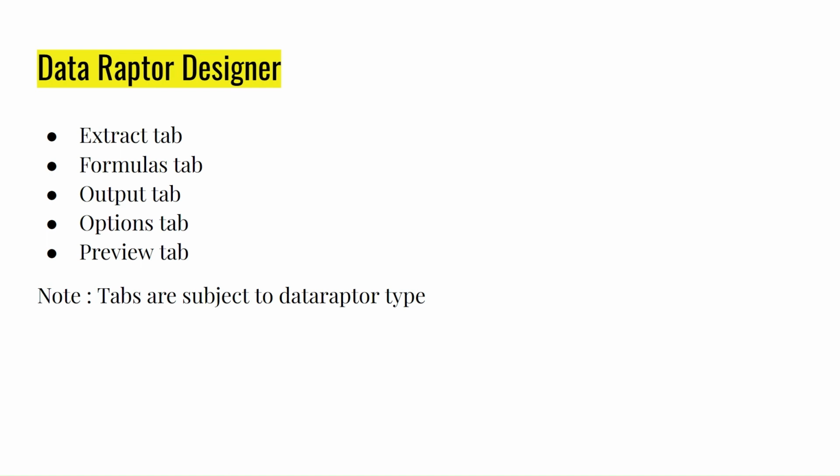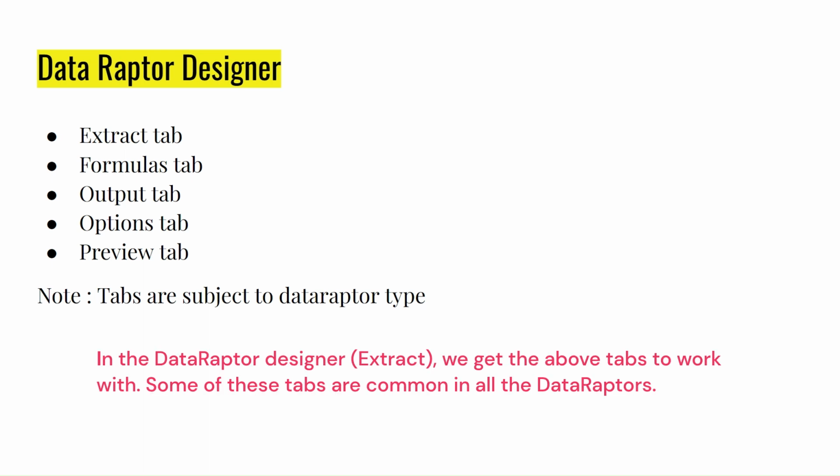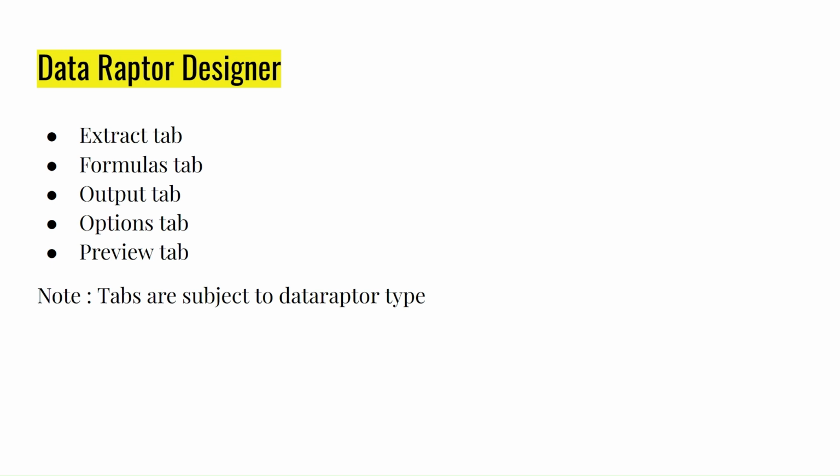Alright, let's get familiar with DataRaptor Designer before moving on to the demo. On the Extract tab, you specify the Salesforce objects that you want the DataRaptor to query and the filters that determine the data to be returned from the object. On the Formulas tab, you define formulas. Three types of DataRaptors, extract, transform, and load, support formulas. When you define a formula, you map its output to the output JSON for extract and transforms and to Salesforce object fields for loads.